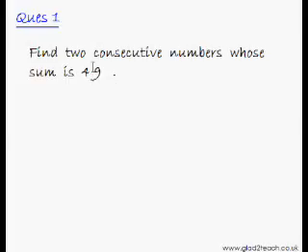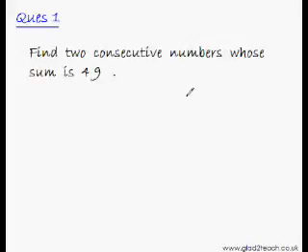Now we are doing word problems based on linear equation. So let's start with a very simple question. Find two consecutive numbers whose sum is 49. Your time starts now. Feel free to pause me, but do give it a try. The correct answer is 24, 25. So did you get it right?